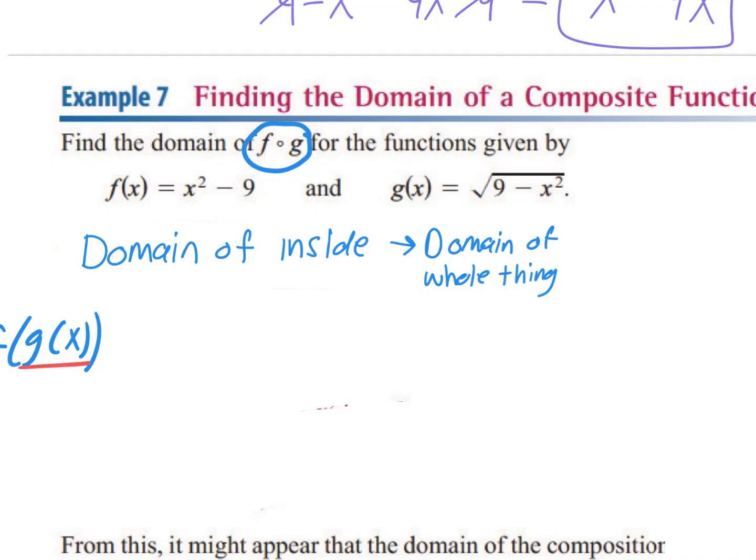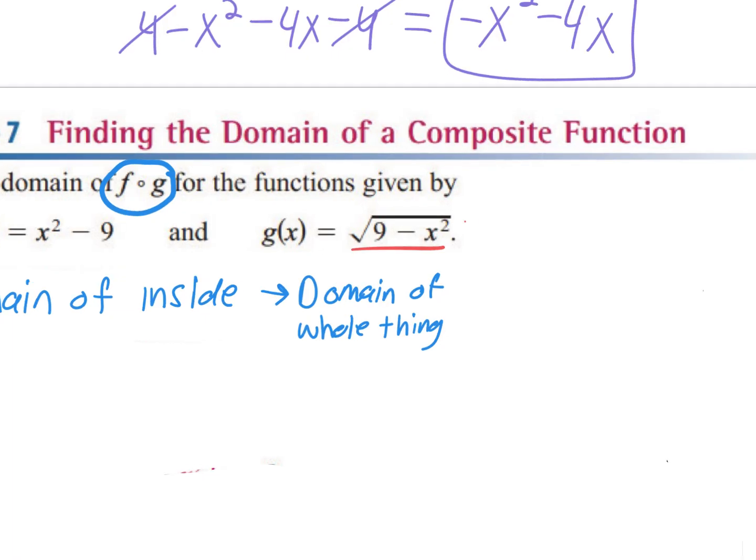Does g of x have any domain restrictions? What can we not have in g of x? A negative under the square root, right? So I'm going to find the domain of this by setting it greater than or equal to 0. And then just like before, you can square both sides. This is 9 minus x squared is greater than or equal to 0. And then we get 9 is greater than or equal to x squared. Square root both sides, we get plus or minus 3 is greater than or equal to x.